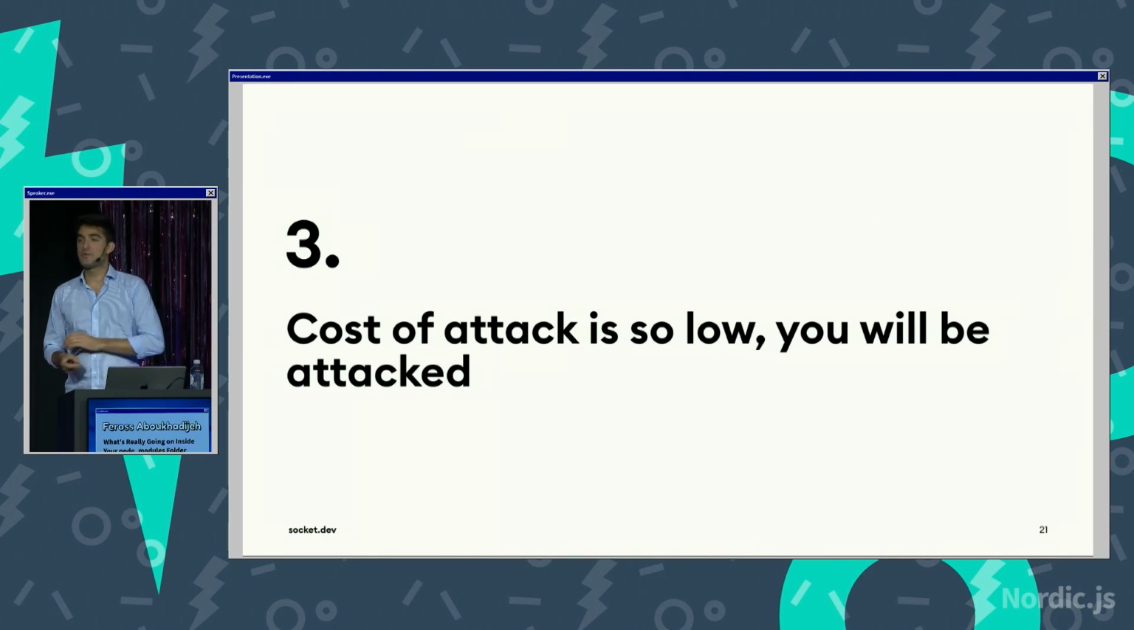And then the third reason we're seeing such a rise in these attacks is that the cost of attack has become so low that you almost certainly will be attacked. Basically, the reach of these dependencies has become so large that even if your company is not a brand name, just by virtue of using open source, you will be affected in some way by one of these attacks, because the scale is so large and because we all use so many dependencies.